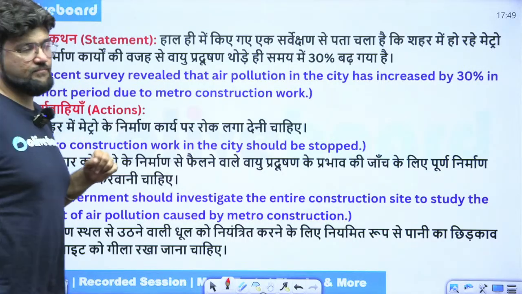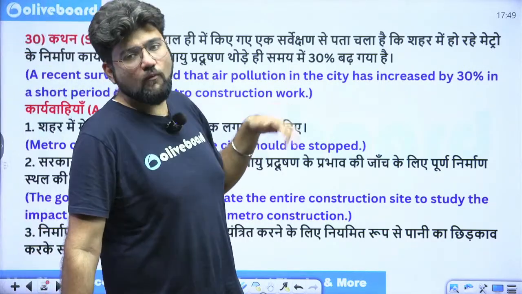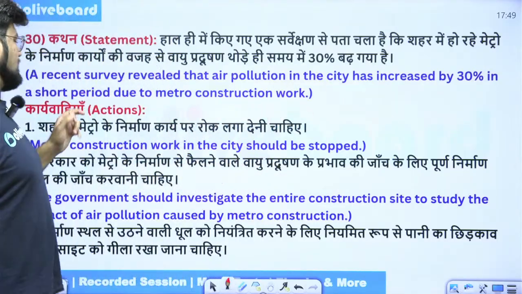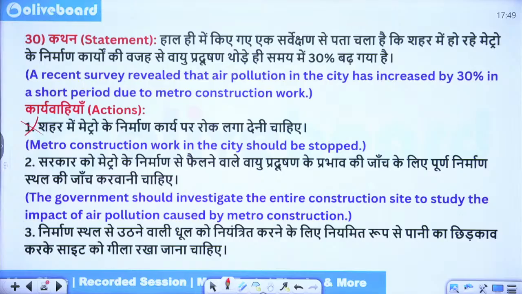Now you tell me, metro construction is stopped. So how will the metro be coming in? That's not a credible solution, right? So read the others. The government should investigate the entire construction site to study the impact of air pollution caused by metro construction, of course, so that you can take steps accordingly.